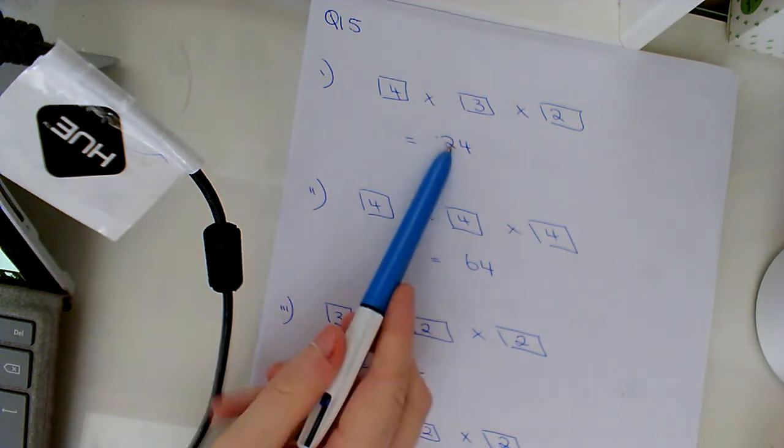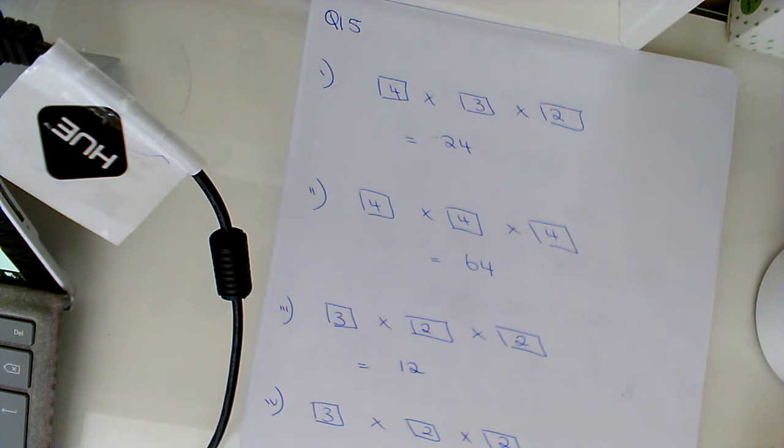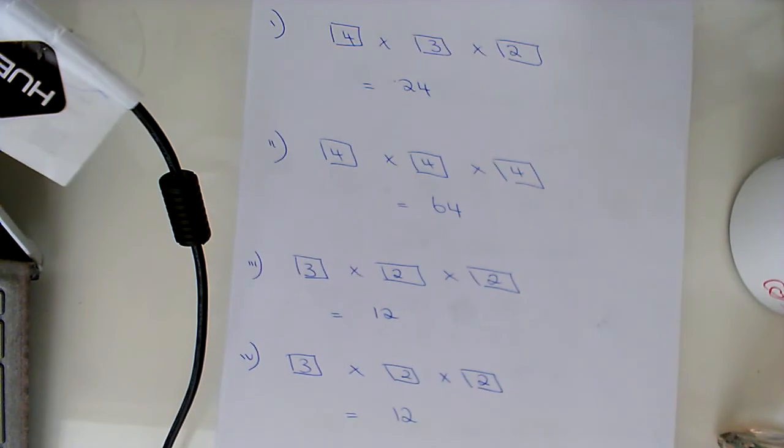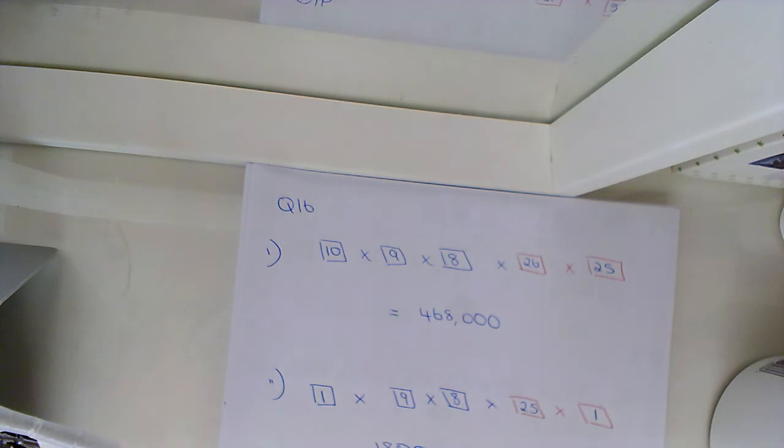So question 16, it says a password for a computer system consists of 3 different digits followed by 2 different capital letters. How many different passwords are possible? So we have 3 different digits and then 2 letters. So I have here, these are my 3 digits, 2 letters.